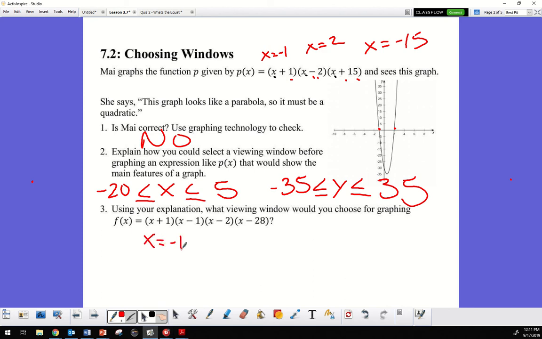What about the next one? X equals +1. The one after that? X equals +2. And my last one? +28. So my viewing window for my x's would be from where? My lowest number is -1, right? Let's make it -5. I like going in 5s and 10s. What about the max? My max here is 28, right? You want to go up to 30? You can do that.